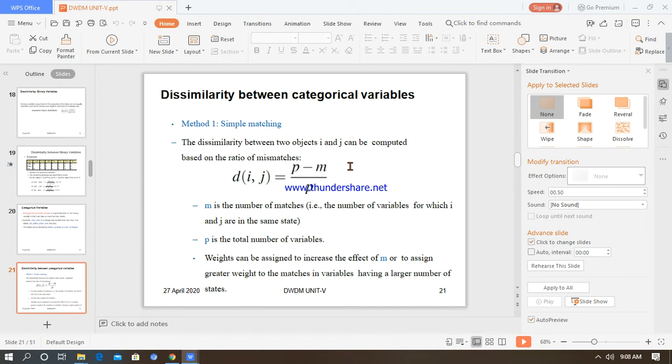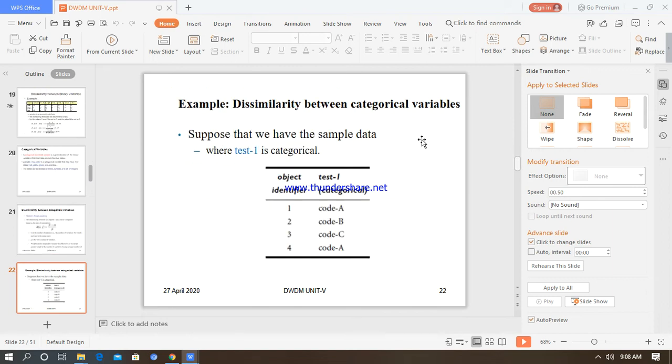For the dissimilarity between categorical values, we have the method called simple matching. The dissimilarity between two objects i and j can be computed based on a ratio. What is that ratio? d(i,j) is equal to (p minus m) by p, where m is the number of matches, that is the number of variables for which i and j are in the same state, and p is the total number of variables. Weight can be assigned to increase the effect of m, assigning greater weight to the matches in variables having a large number of states. For the example, we will take the dissimilarity matrix between these things.